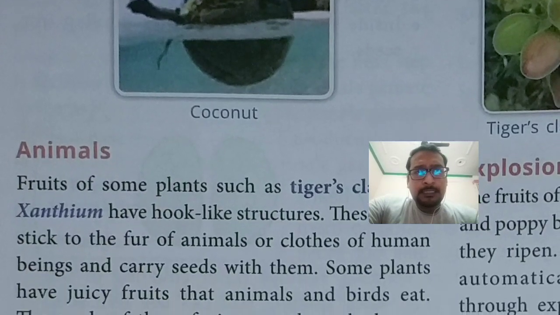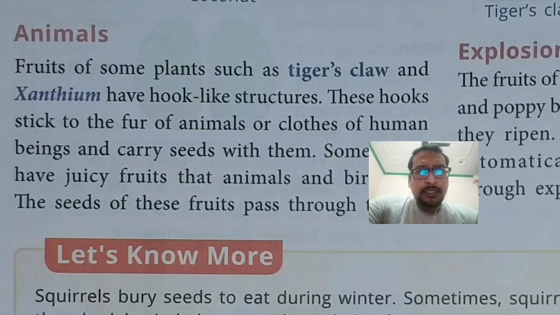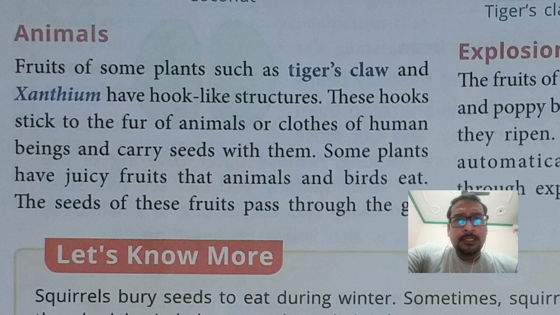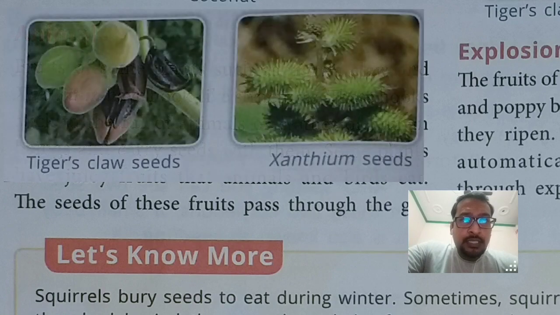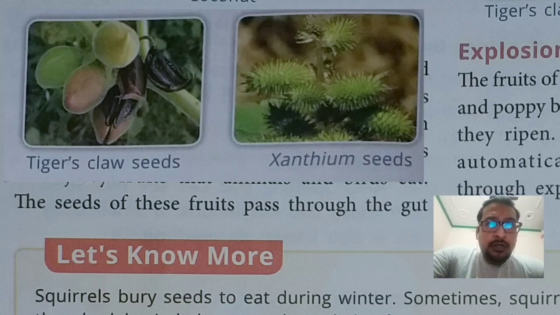Here it is dispersal of seed by animals. Let us see the fruits of some plants, such as tiger claw and xanthium, which have hook-like structures. As you can see in the picture, tiger claw, how it looks. A hook is there.